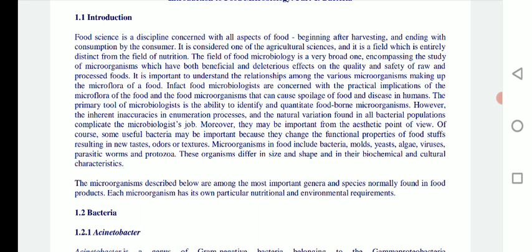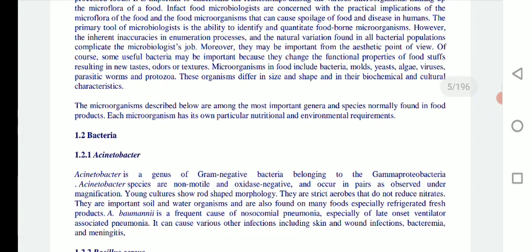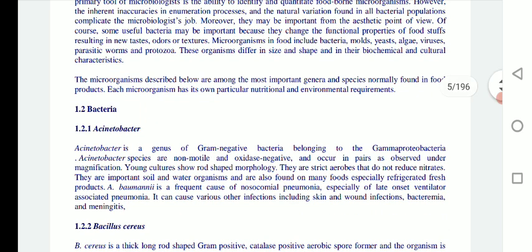So they include various types of bacteria, different kinds of mold, yeast, algae, viruses, parasitic worms and protozoa. These organisms differ in size as well as shape and in their biochemical as well as cultural characteristics. What we have to do is study which types of microorganisms are present in food and what their role is. The microorganisms described below are among the most important genera and species normally found in food products. First we'll see bacteria.